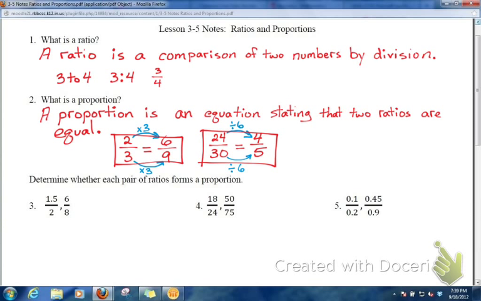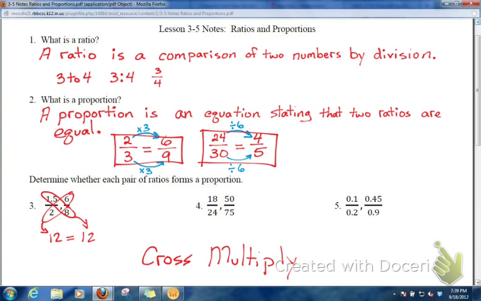I'm going to teach you a new way to decide whether two fractions are equal, and that is by using cross multiplication. Cross multiplication is going to determine whether these two ratios do form a proportion, or whether these two fractions are equal. So what you do is you multiply diagonally. You're going to take 1.5 and multiply it by 8. At the same time, you're going to take 6 and multiply it by 2. And in this case, we get 12 is equal to 12.